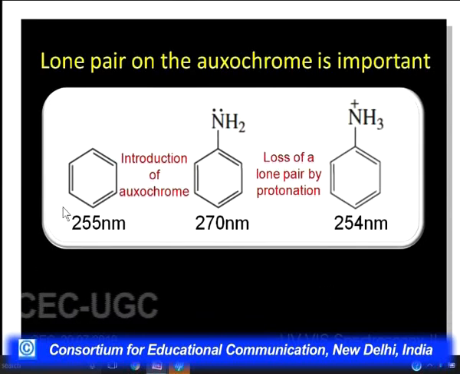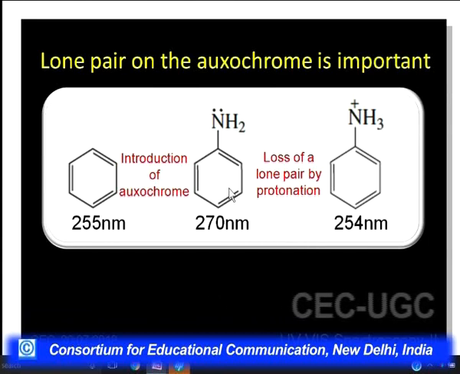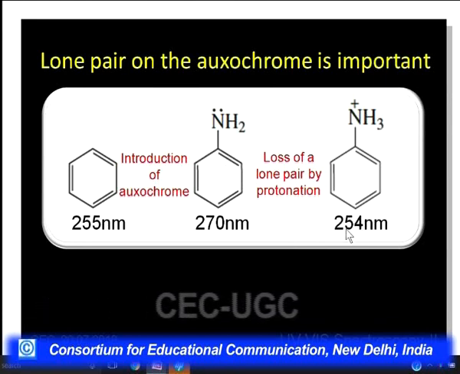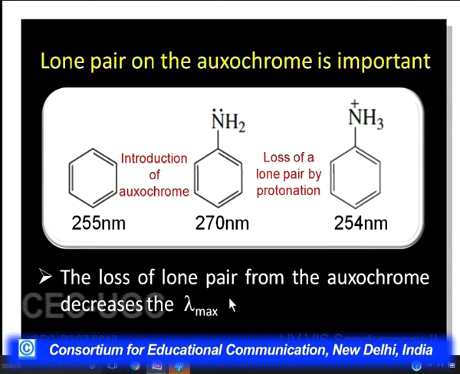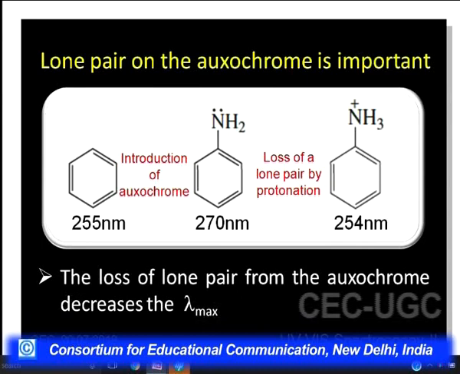Another example: we have aniline at 280 nanometers, and if I do protonation of this, adding a little acid, it will become the anilinium ion. In the anilinium ion, we find the lambda max becomes 254. The effect which had come because of the auxochrome is lost because this lone pair is lost. So we can appreciate that the lone pairs of the auxochromes are very crucial in affecting the nature of the chromophore.